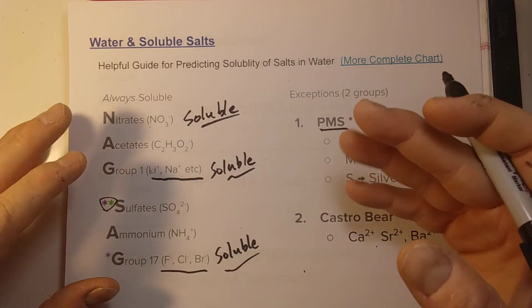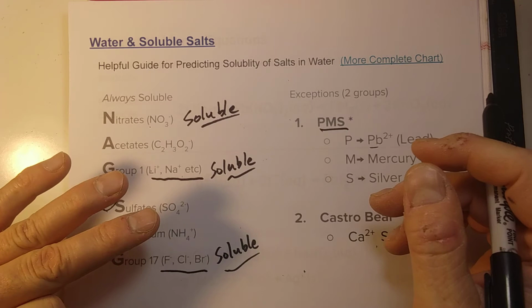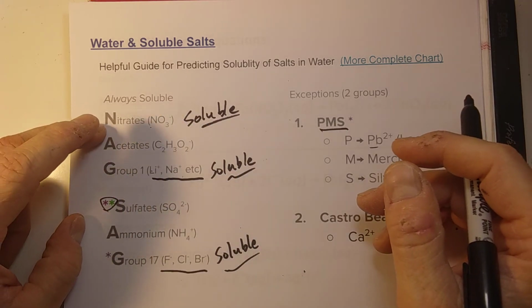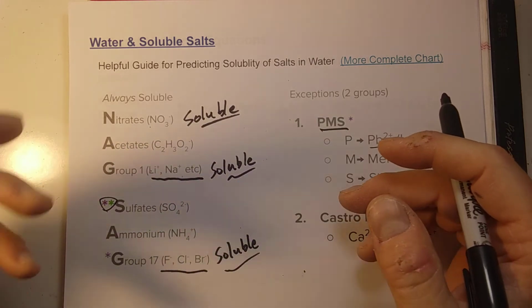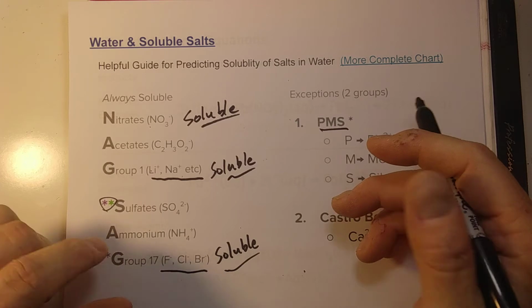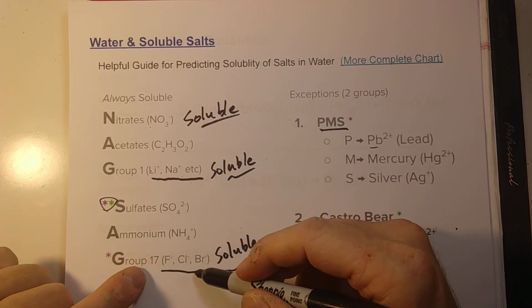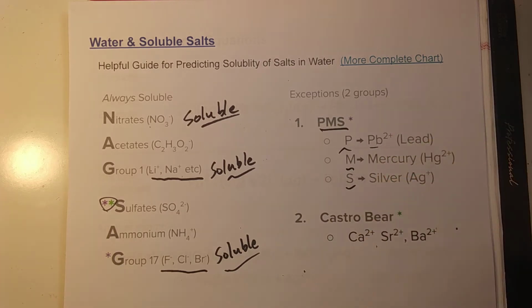There are a lot of things you can memorize, and maybe we should, but I'm going to leave it at just those three. Know that your nitrates are always soluble. Your group 1s, or your salts made using lithium, sodium, and potassium, would be soluble. And in general, salts made using fluoride, chloride, and bromide, other than those PMS, are soluble.